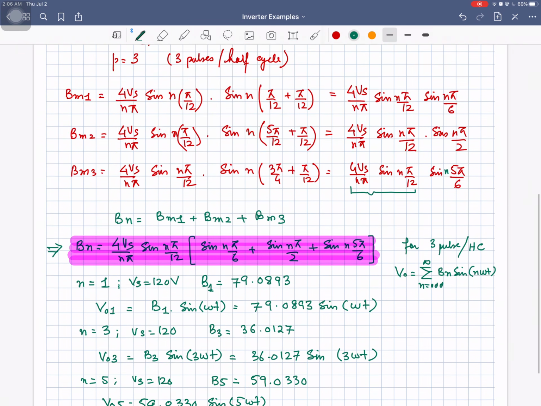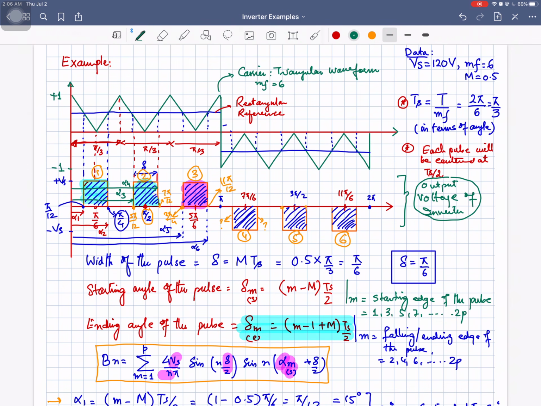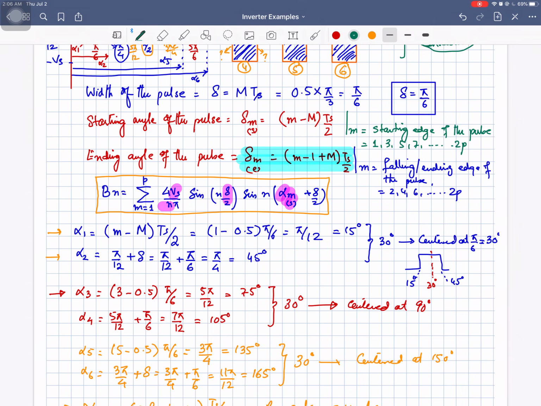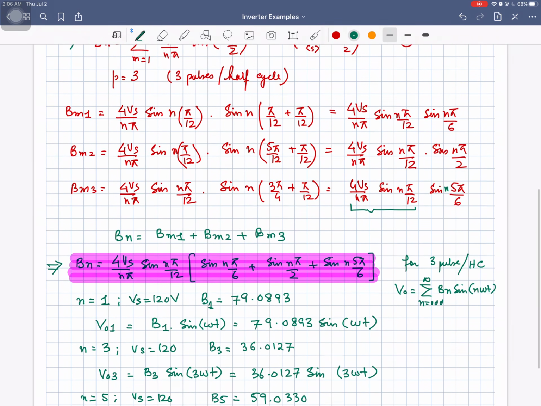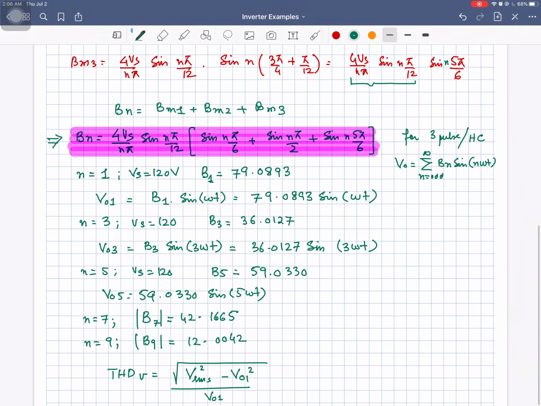Okay, so what we have done in this example, we have seen how we can calculate the angles of the pulses, and then with the information of those angles, how we can represent our inverter output voltage in terms of Fourier series, and then we have seen how we can calculate the different harmonics which are present in the inverter output voltage waveform, and with that information we can calculate the THD of the voltage waveform.